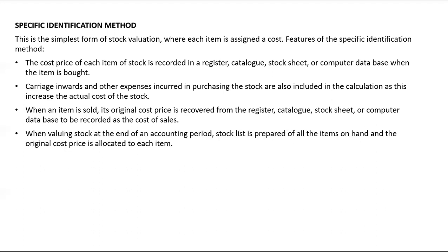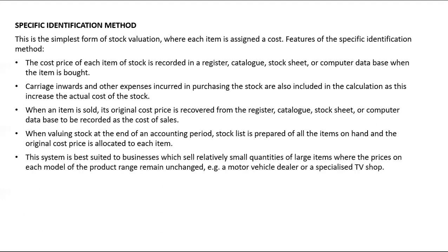When valuing stock at the end of an accounting period, a stock list is prepared of all items on hand and the original cost price is allocated to each item. This system is best suited for businesses which sell relatively small quantities of large items, where the prices on each model of the product range remain unchanged, e.g. motor vehicle dealers or specialized TV shops.